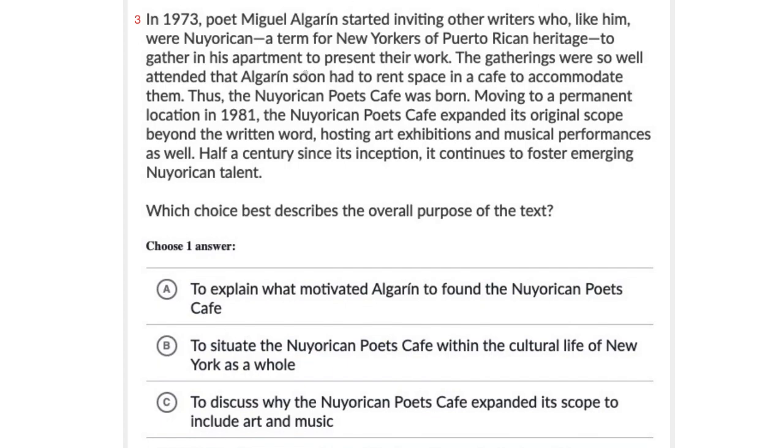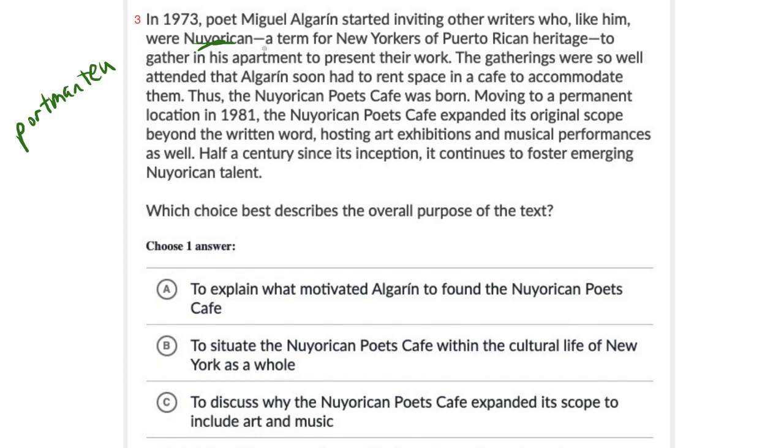Okay, so poet so-and-so started inviting other writers who, like him, were Nuyorican. Only because I've heard that do I know how to pronounce it. So Nuyorican, a term for New Yorkers of Puerto Rican heritage. That is, yeah. I think you would call this, this is a side note, a portmanteau, which is a word that is constructed out of multiple other words. And perhaps some of the spelling is modified. Portmanteau is itself a French word. I don't know how it breaks down, but anyway, that is a side note.